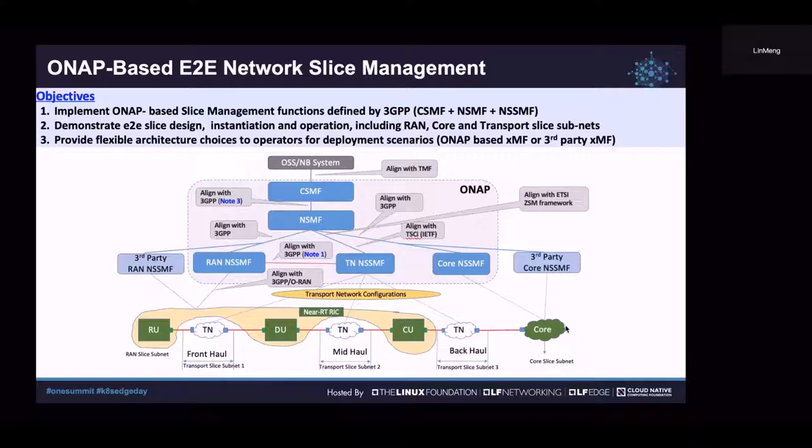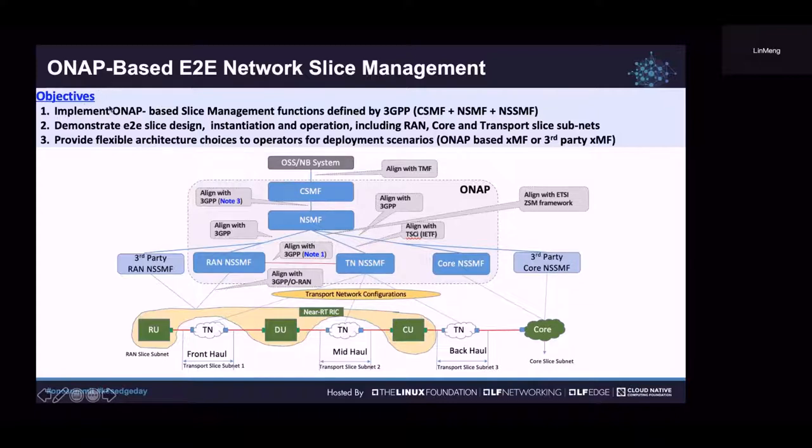So considering all of these aspects, China Mobile, together with lots of active members in the ONAP community, such as Wipro and Huawei, initiated this very complex use case, the E2E network slicing use case in ONAP. In total, we have 15 active companies around the whole world participating in this use case, and 9 companies among them have made code contributions in the past releases.